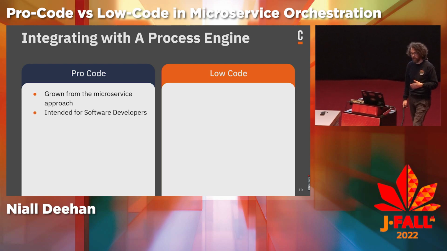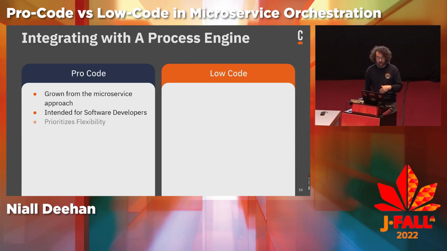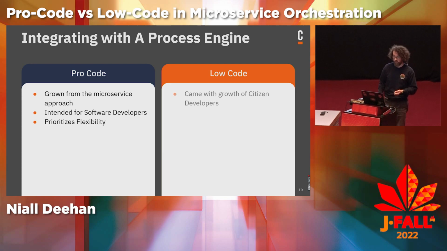That's very different as well. Pro code orchestrators tend to see developers as the main users for the orchestrator. And because of that, pro code orchestrators tend to focus a lot on flexibility. That could mean flexibility of the language you use for your services. It could mean flexibility in terms of how you scale it, or how you control it, or where you keep your source code. Low-code stuff came with the growth of citizen developers.